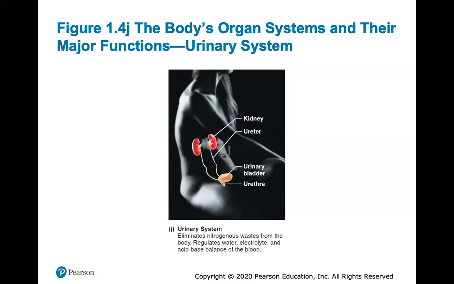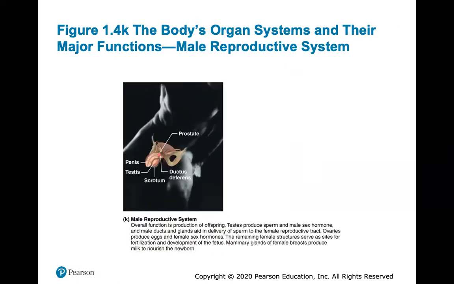Urinary system eliminates nitrogenous wastes, regulates water and electrolyte balance. So your kidneys will filter all the blood on a daily basis. If your kidneys don't function, you have to go to a dialysis clinic, which hooks you up to a machine which filters the blood for you when your kidneys do not function correctly.